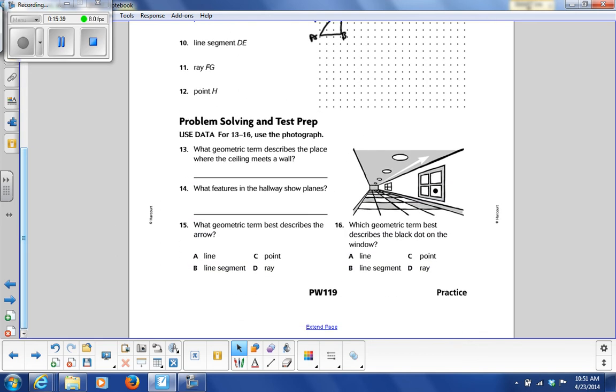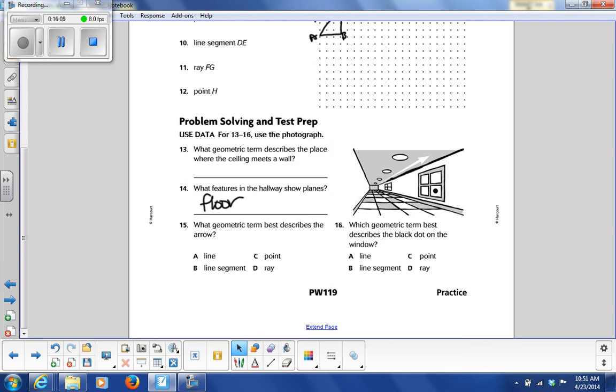Problem solving. Use the data. What geometric term describes the place where the ceiling and a wall meets? Okay, so the ceiling and a wall right here. What is that? What features in the hallway show planes? So if you're looking at the hallway, what shows planes? And what geometric term best describes the arrow? I'll give you one on the hallway. The floor. Okay, the floor is a plane. What geometric term best describes the black dot on the window?